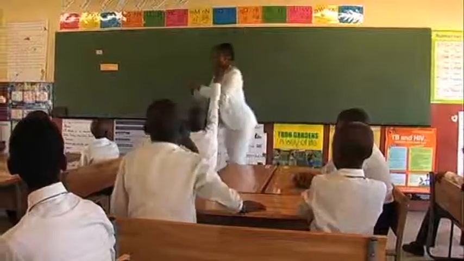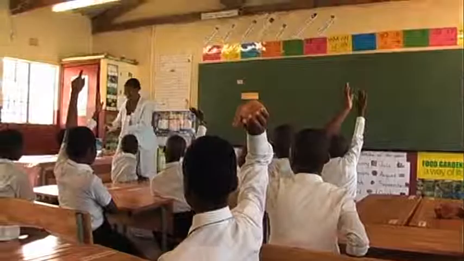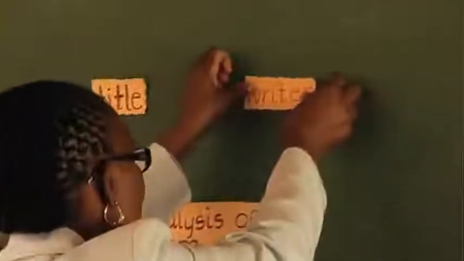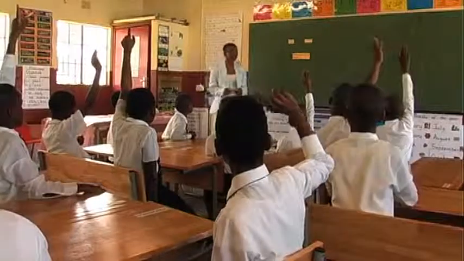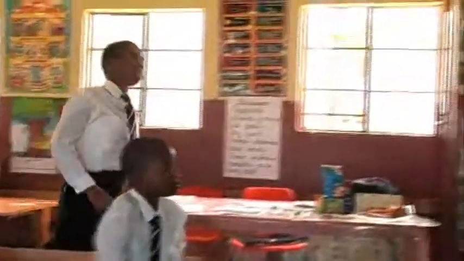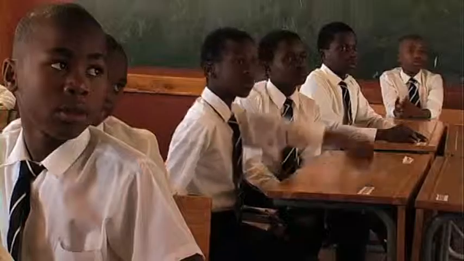Writer. Somebody to run and look for the word writer. Show it to the class. Writer. Title, the writer. Another one. Diction. All of us? Diction. Come running. Identify the word diction. Read it, class. Diction. And? Show it to the class.